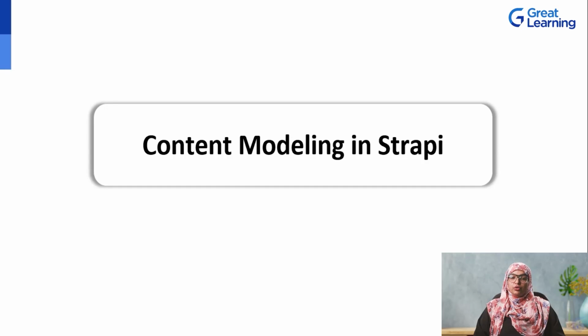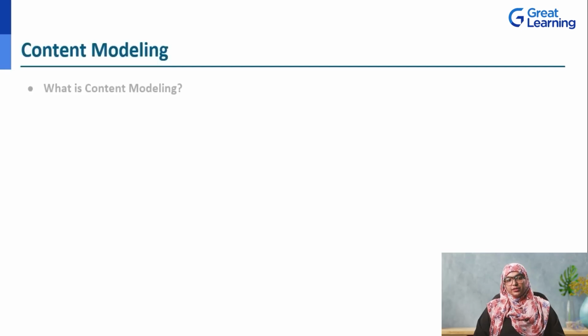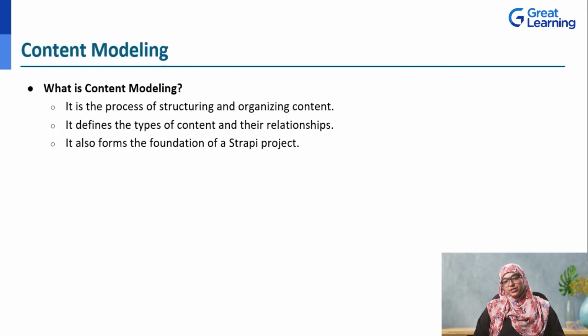Next, moving on to your content modeling in Strapi. So what exactly is content modeling? It is a process of structuring and organizing your content. It defines the type of content and the relationships in between them.